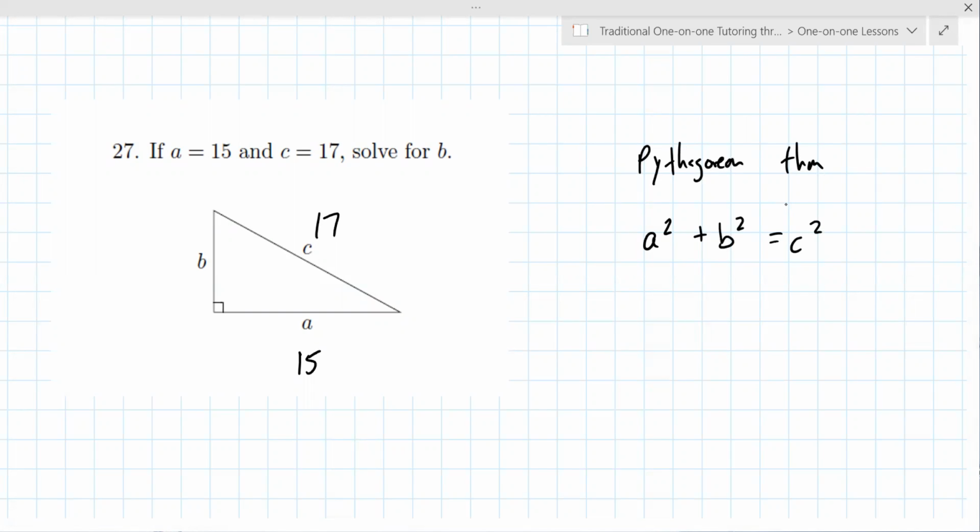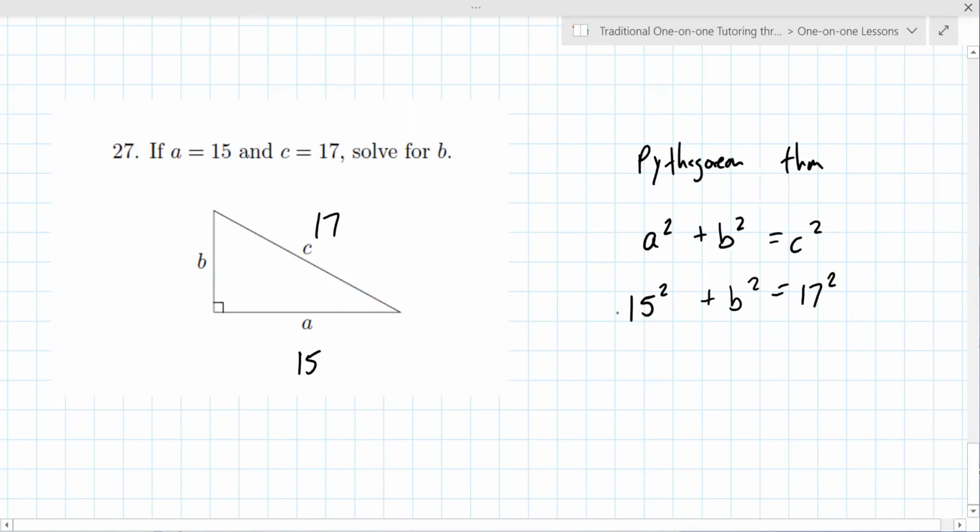What is the value of A in this problem? The value of A is 15, and then you square it. Plus B squared. I don't know B. That's what I'm trying to find. What's the value of C? So 15 squared plus B squared equals C squared. What's the value of C? 17 squared. Okay.